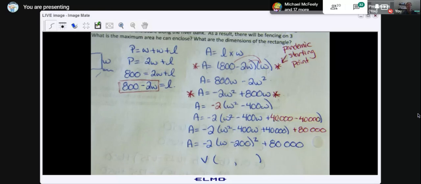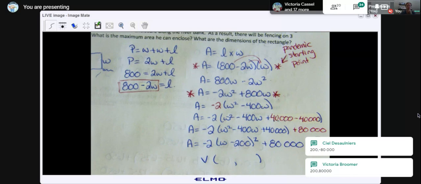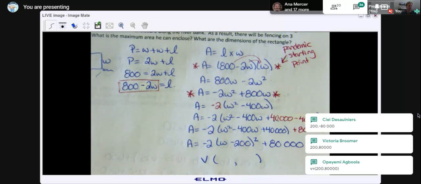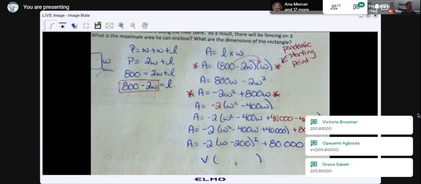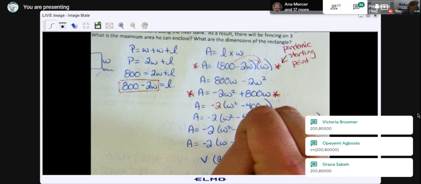Once you've completed the square, identify your vertex, figure out which part of the vertex represents what, and then read that last bit of the question. So step by step, what's my vertex? Watch your sign, CL. Yes, 200 and 80,000 is correct. So 200 is our width. 80,000 is our area.